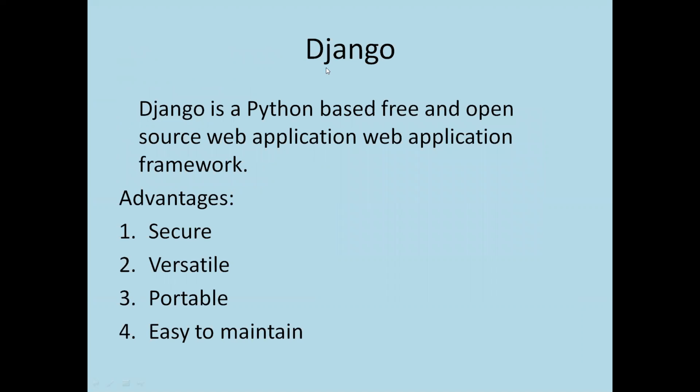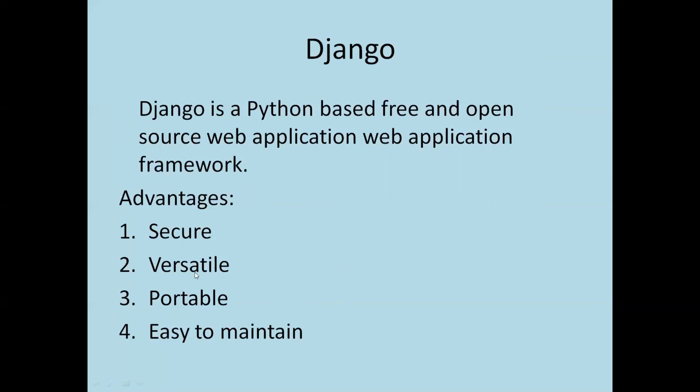Now looking into Django, which we will be using as the web framework in this chapter. Django is a Python-based free and open source web application framework. It is one of the most common and widely used web frameworks. Why is it so? It's because it has many advantages. The advantages are that it is secure, versatile, portable, and easy to maintain.